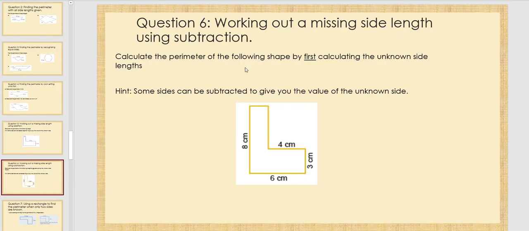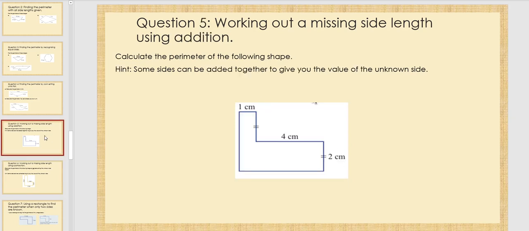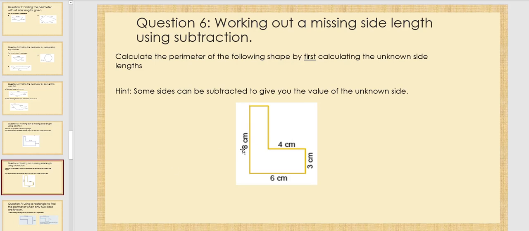Okay, for this question, we are working out a missing side length. So we have that L shape again, but it says using subtraction. All right, so we need to find the perimeter of the following shape, and we've got to find these unknown side lengths. We can see how this one is different to the previous one. The previous one, if we go back, I didn't have the length of my longer side, but over here, I have the length of my longer side. So that's why maybe instead of adding, we might have to subtract to figure out the shorter sides.